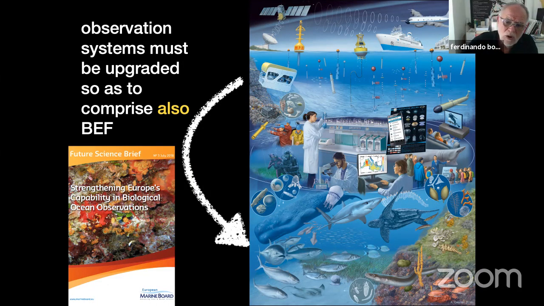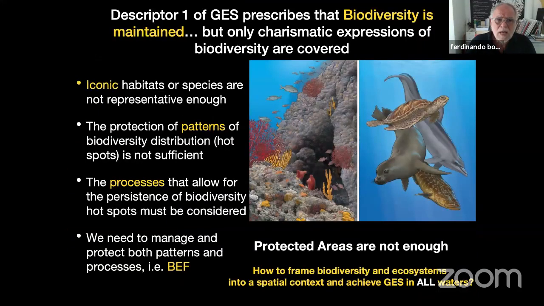And there is a whole lot of different types of expertise. Of course, what is done above is still very necessary, but it's not sufficient. So we need much more to fully understand the functioning, the structure and the function of marine systems. Biodiversity is maintained, but usually we focus on charismatic expressions of biodiversity and on charismatic habitats, iconic habitats.